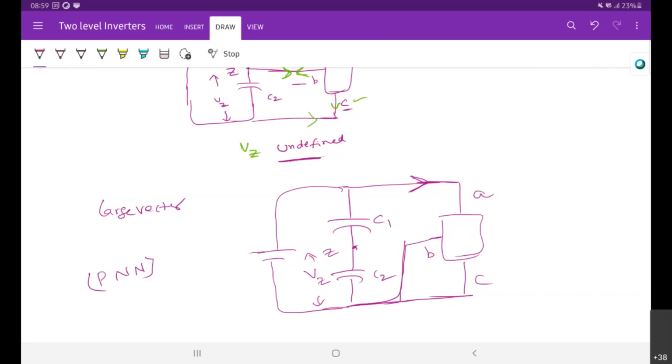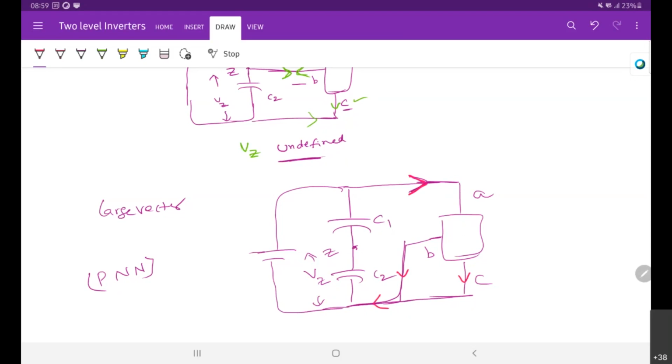How exactly is VC1 decreasing? In this connection, the neutral point is not connected anywhere, right? So that means C1 and C2 are connected in series. So now how can you say that this VZ is affected? What is the current direction? If this is the current direction, the current flows like this, and this flows like this, and it will flow like this, right?